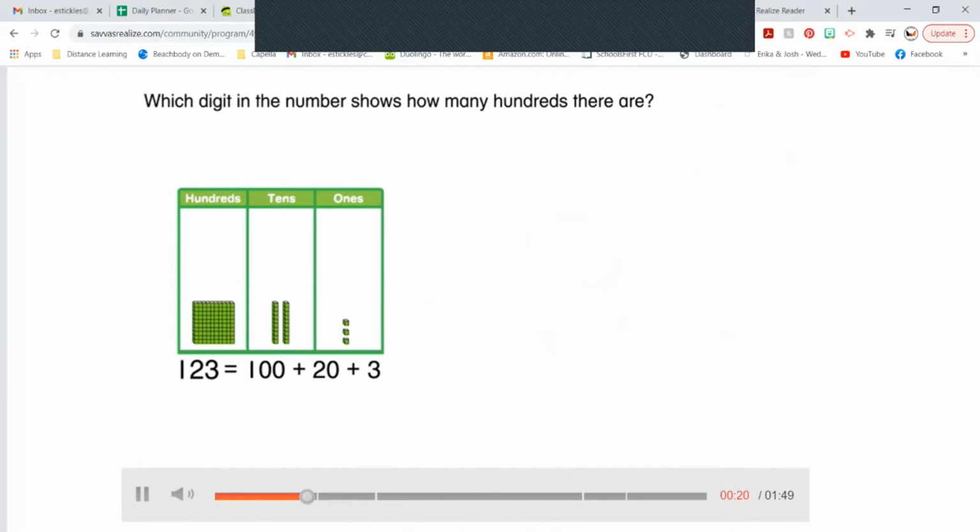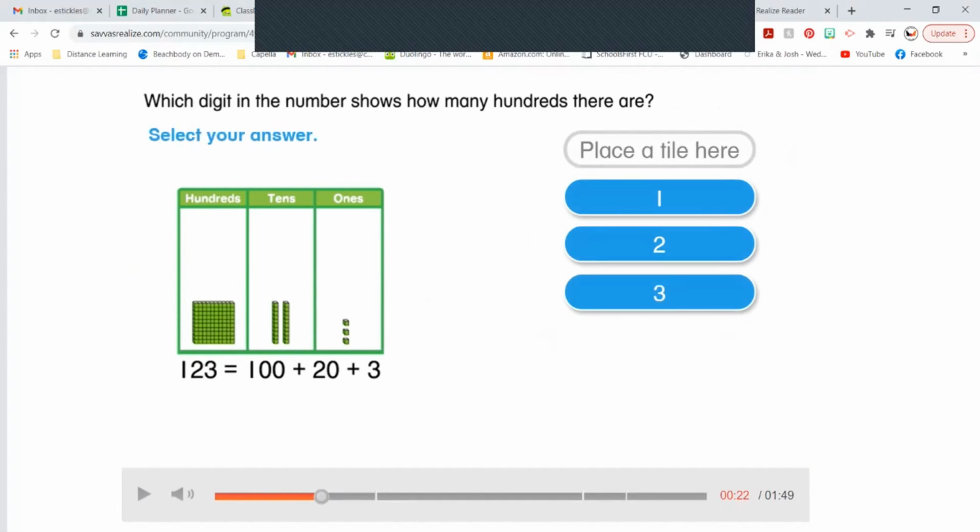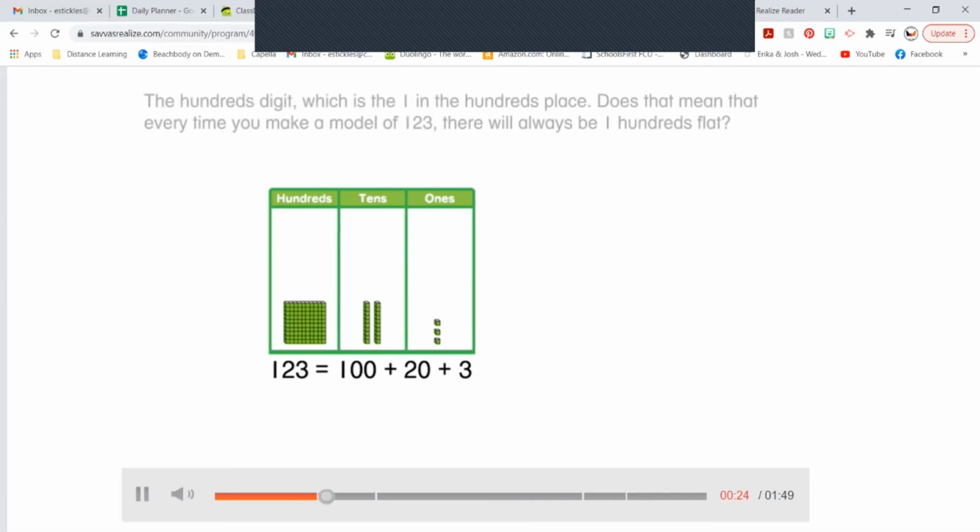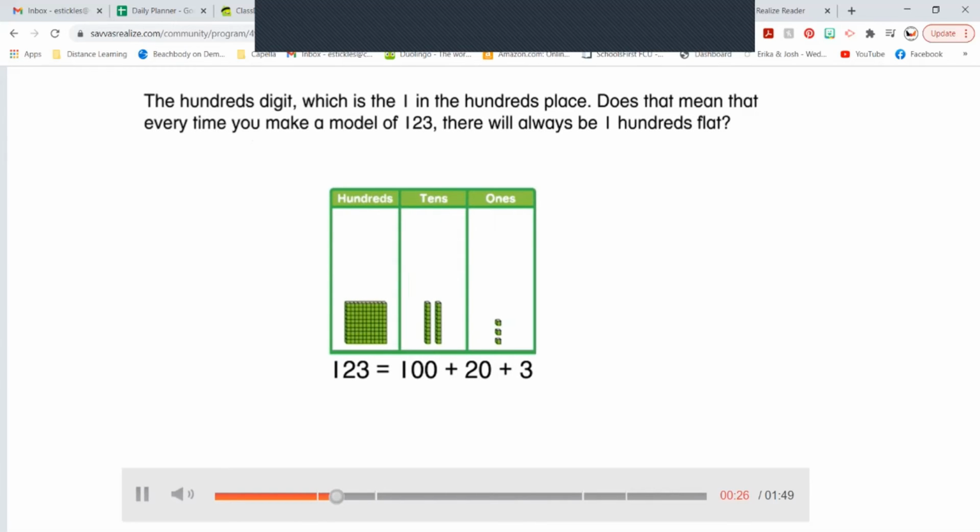Which digit in the number shows how many hundreds there are? Select your answer. The hundreds place is the third number, so that would be the 1 in the hundreds place of 123. The hundreds digit, which is the 1 in the hundreds place. Does that mean that every time you make a model of 123, there will always be 1 hundreds flat?